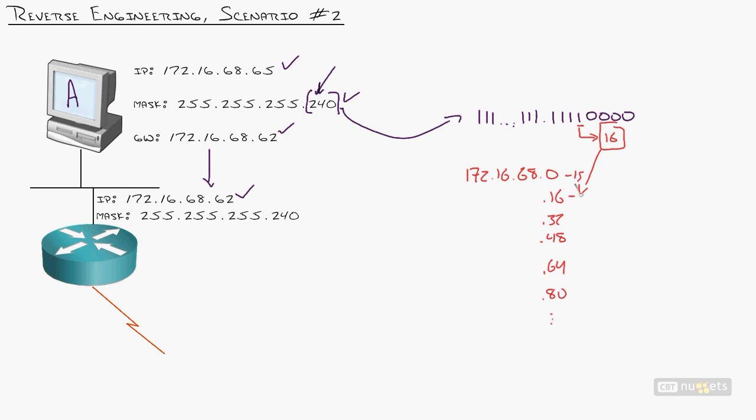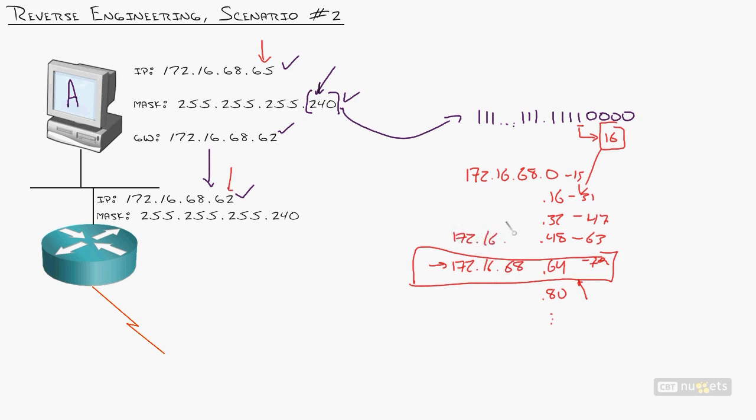This goes through 15. Does anyone see the problem already? 63, 79. What's the problem? This is the first valid IP address in this range, 172.16.68.64 through 79. It is valid. It's the first usable IP address in this range. But the problem is the default gateway is the last valid. Again, it is valid, but it's in a different subnet. Last valid IP address in this range. The .62 is the one right before the broadcast.